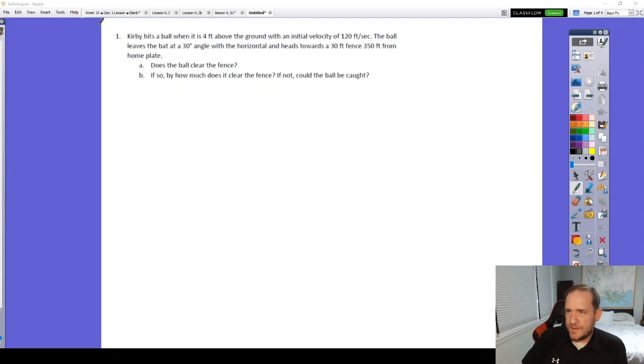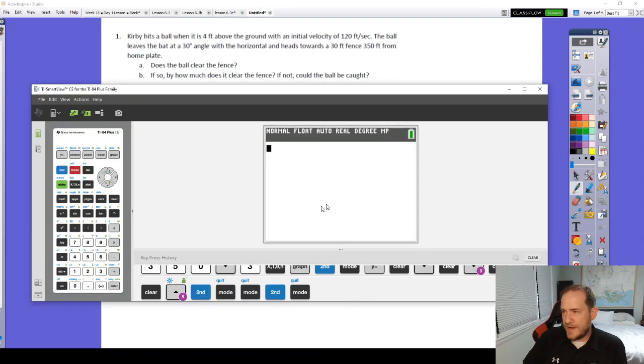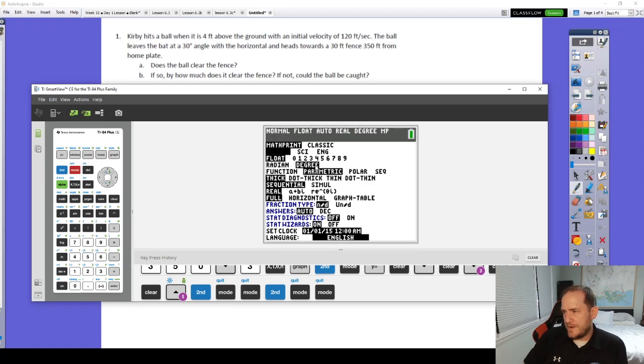It starts with the first problem, which is about Kirby who hits a ball. It's another baseball problem. And you're going to want to take out your calculator. Most of what we do is going to happen in here. You're going to want to hit mode right away. Make sure you're in degree mode. Make sure you're in parametric mode. That's where you're going to want to be.